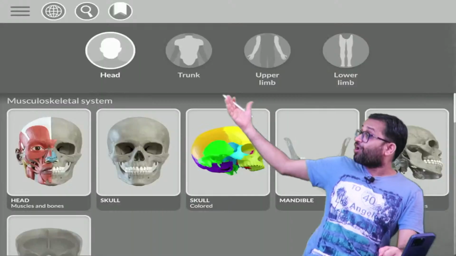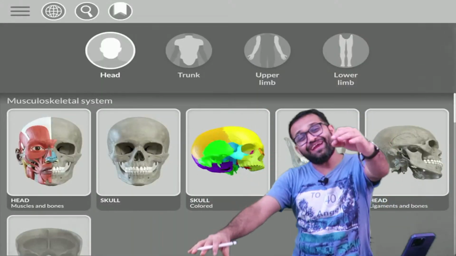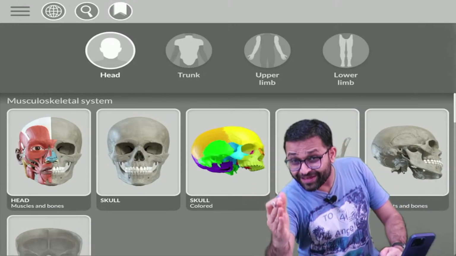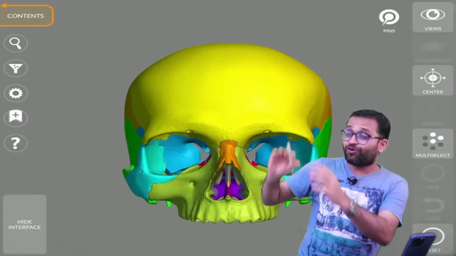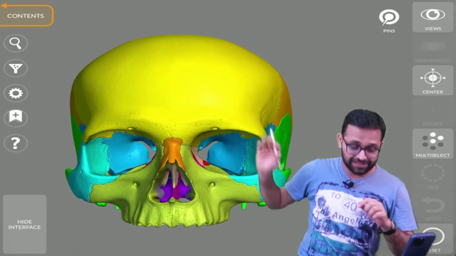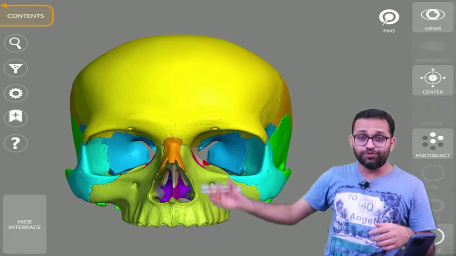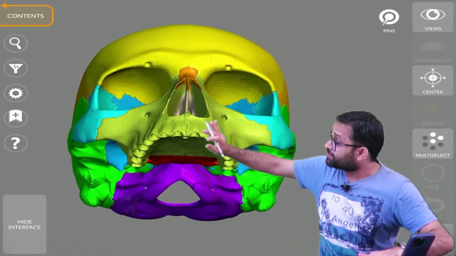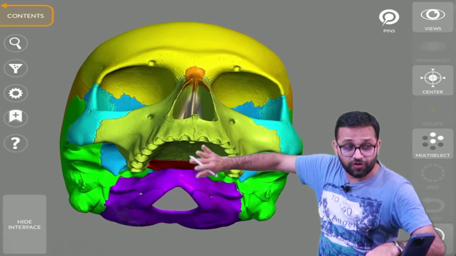Anatomy is beautiful. So just see the beauty of the anatomy. This is our skull. This is the beautiful skull. So I am going to show you the 3D anatomy, the beautiful anatomy. We are going to look from the lower side.